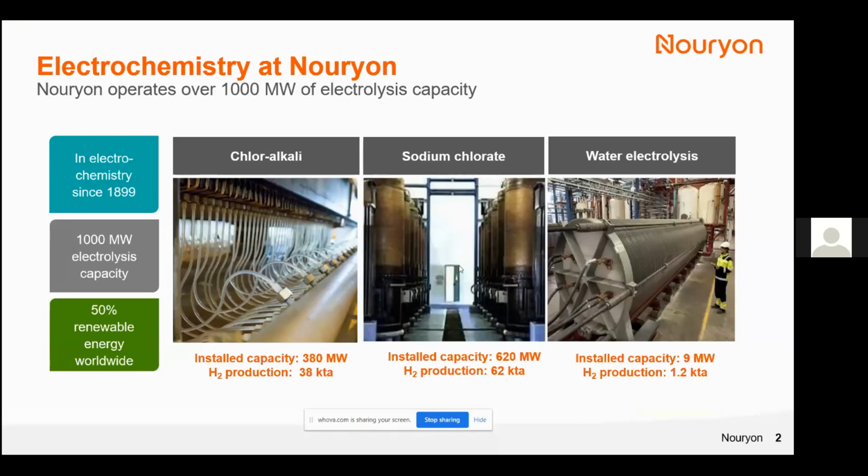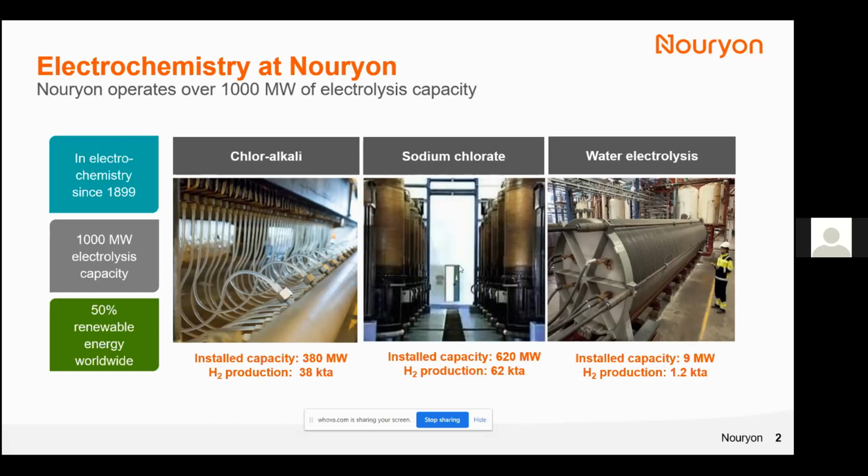Okay, now Nobian, we do have quite some expertise in electrochemistry. We have in total almost 1 gigawatt of electrolysis facilities installed, 380 megawatt of chloralkali, 620 megawatt of sodium chlorate production, and 9 megawatt of water electrolysis. Of course, the latter does not sound impressive, still the largest operational in Europe, yet we do have an ambition to strongly grow in that field of water electrolysis.